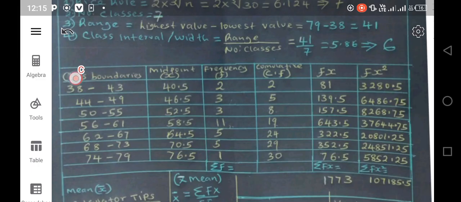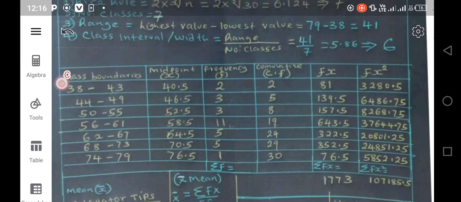So let's just write class boundaries. You said 7 number of classes: 1, 2, 3, 4, 5, 6, 7. So 7, they are going to run all across that particular table, and then we are going to have 7 number of class boundaries.